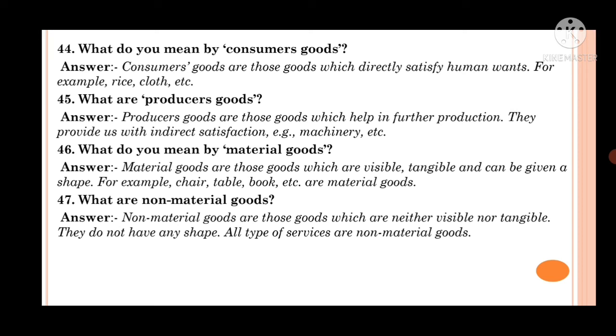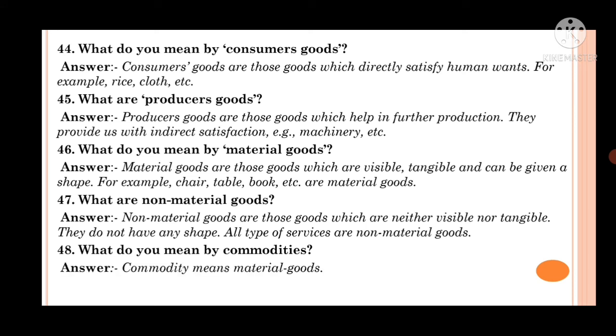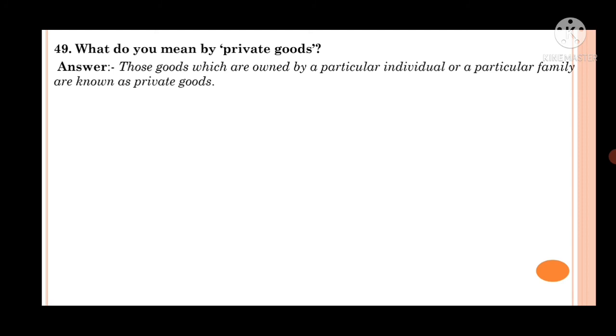Go to question number 48. What do you mean by commodities? Commodity means material goods. Only material goods are known as commodities, and non-material goods are known as services, right? Then go to question number 49. What do you mean by private goods? Those goods which are owned by a particular individual or particular family are known as private goods, right?